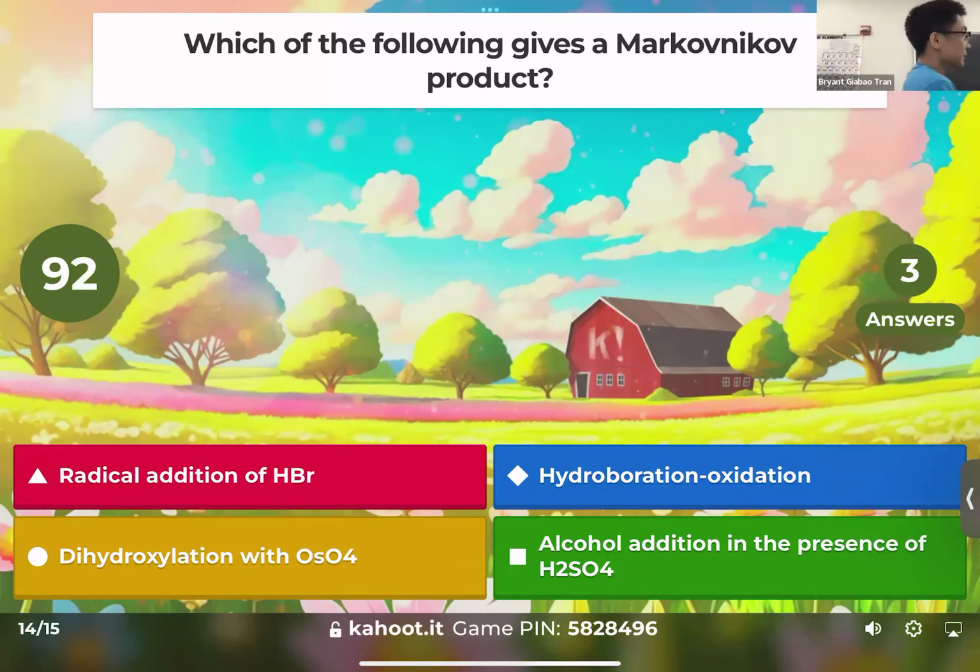Oh yeah, and the reactants for all of these reactions are going to be alkenes. It starts with an alkene and then the reaction. Oh, the red one here is going to be HBr and ROOR. Yeah, radical addition of HBr. Yeah.